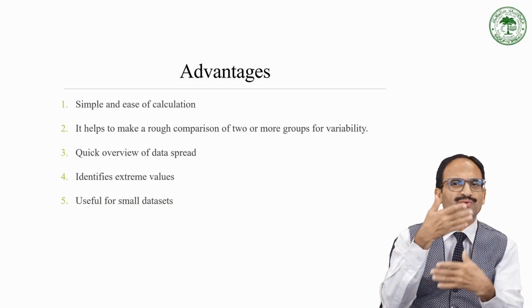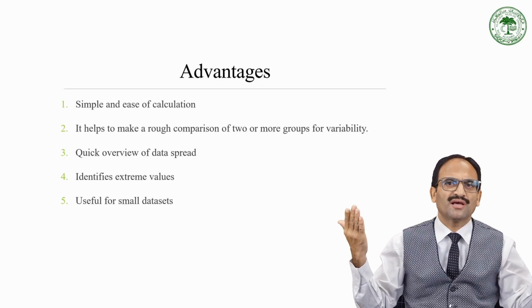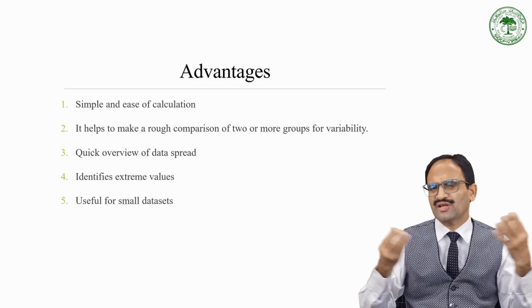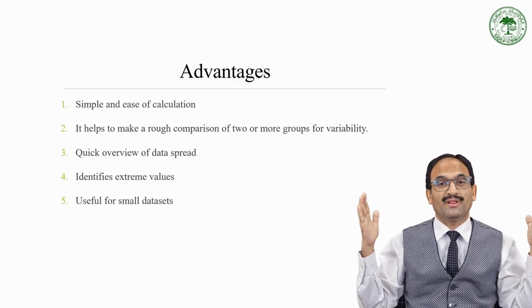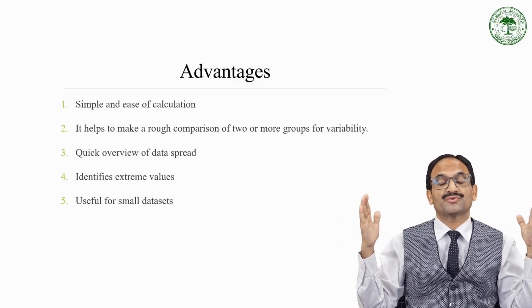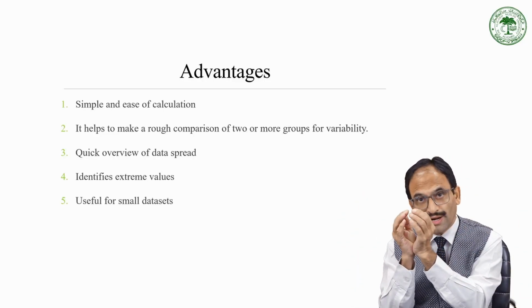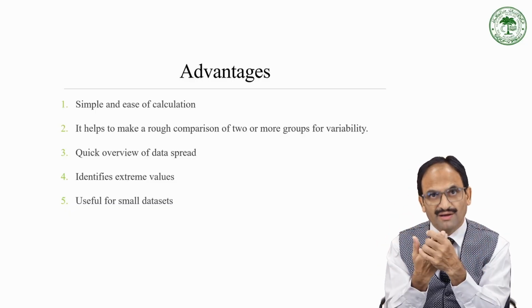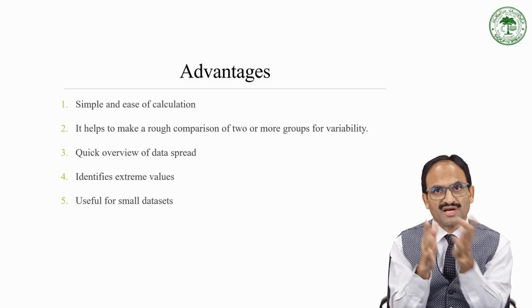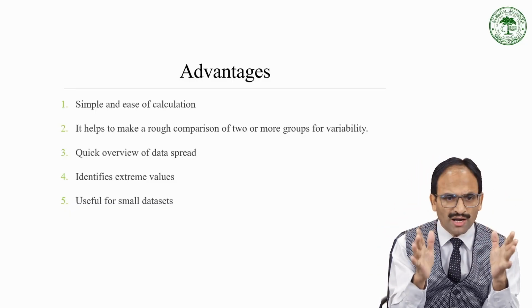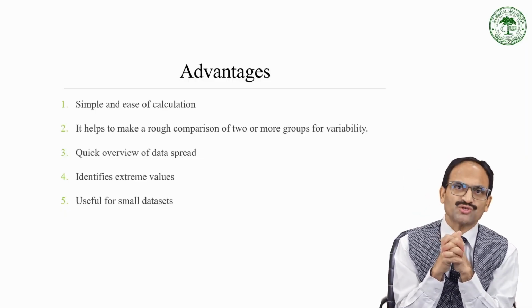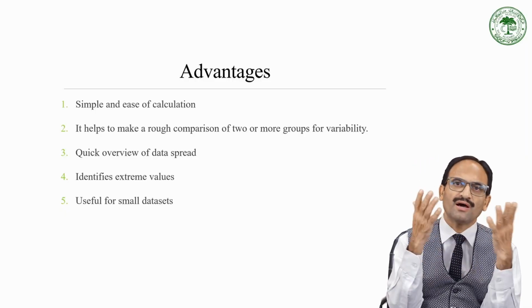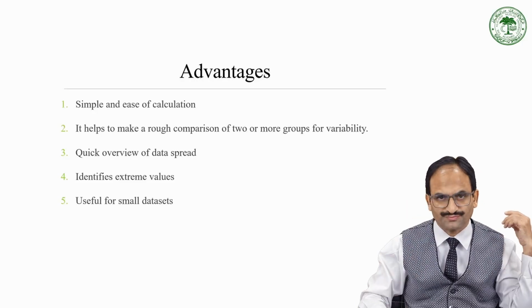So, in that situation finding out the range is very easy and very useful, very quickly you can do it. If the data is more, for example, you have taken the example of 100 students or something like that, then with more numbers it might be a little bit difficult to locate the lowest and highest score, but so far as a small data set is concerned, range is very useful in order to find out the variability of the group.